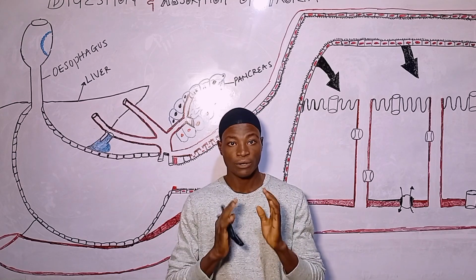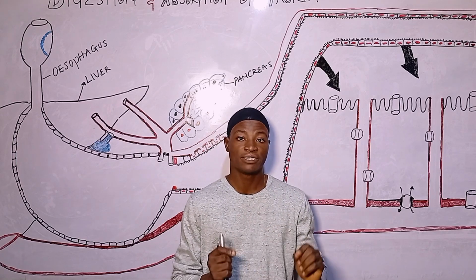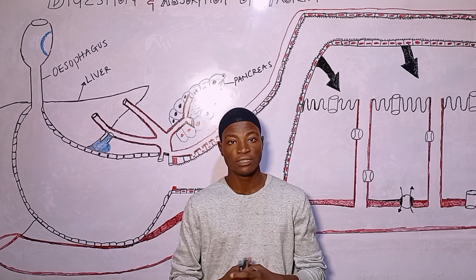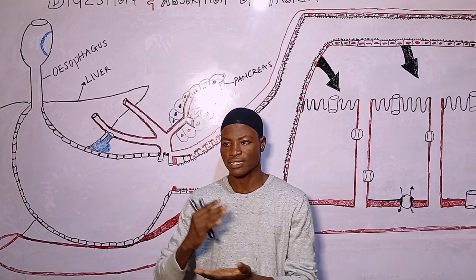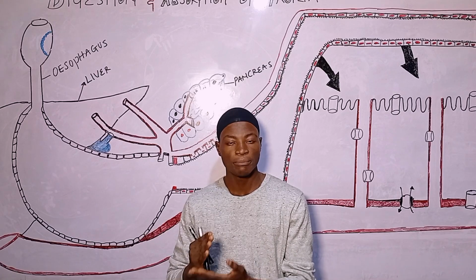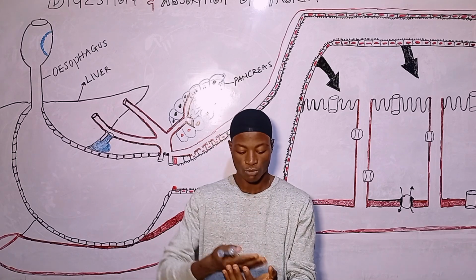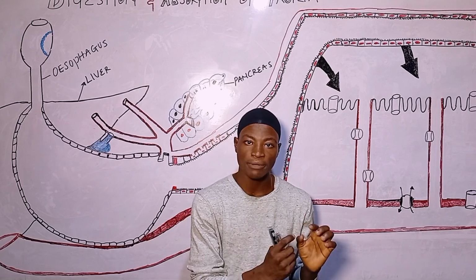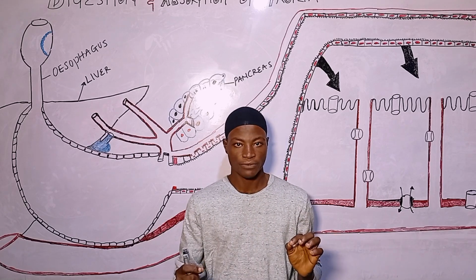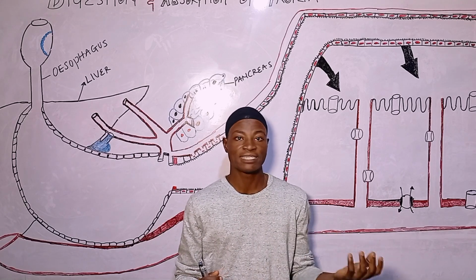In this video, I'm going to talk about digestion and absorption of protein. And by now, I know you guys understand what digestion is and what absorption really means. Digestion is basically a process that a complex molecule undergoes to be converted to its simpler form. That is a step-by-step breaking down of a complex molecule into its simplest form. You understand? And it's basically an enzymatic process.